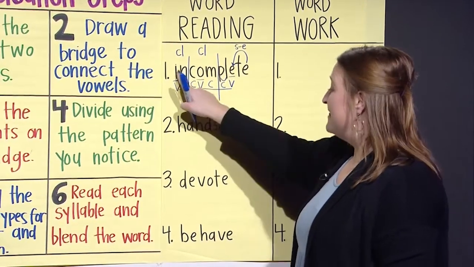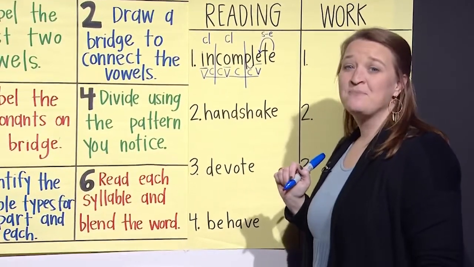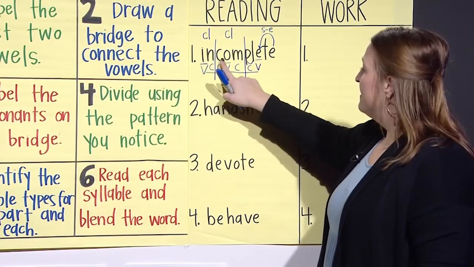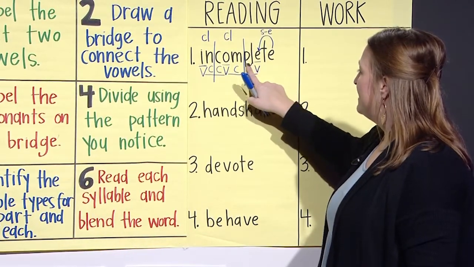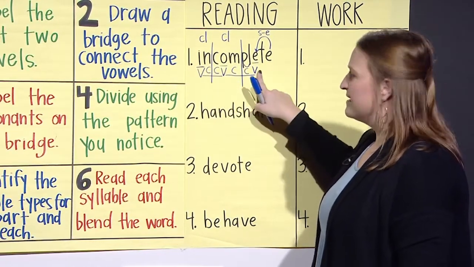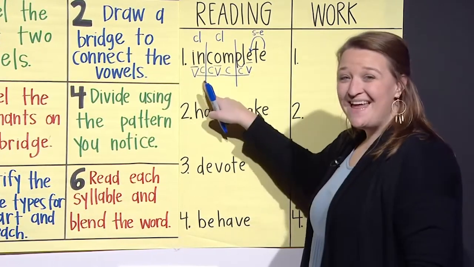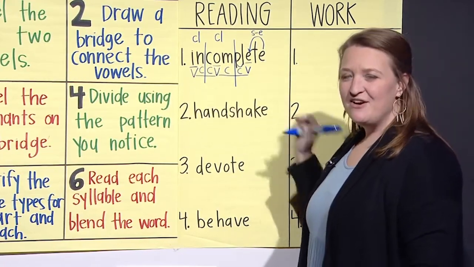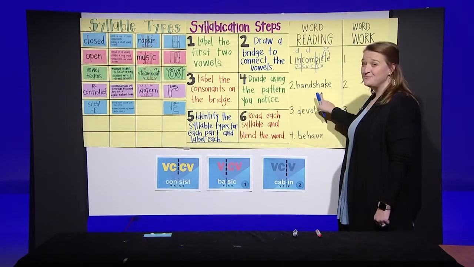All right, we've labeled and identified our syllables. Let's do step 6. Read each syllable and blend the word. In, com, pleat, when I put them together, I get incomplete. Incomplete. Well, we know this word is not incomplete because we just read it. So we completed the word, but our word was incomplete. Very good. Thanks for doing that with me. Now, can you get your pencil and paper out and write this word on your paper?